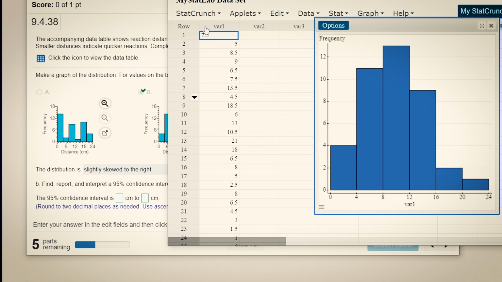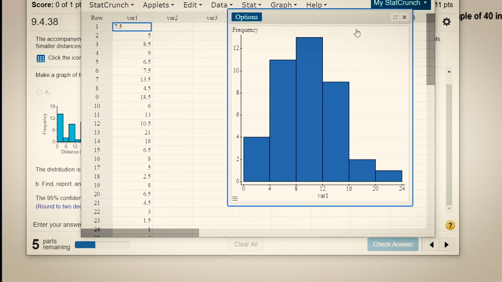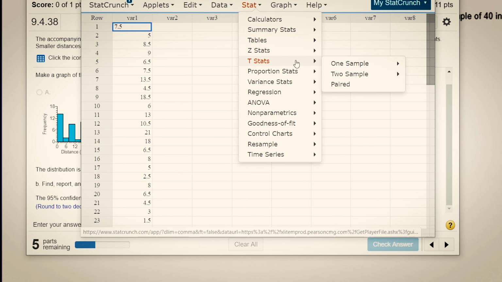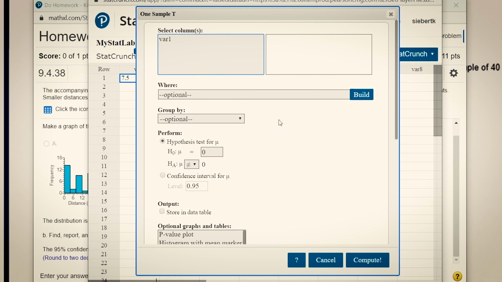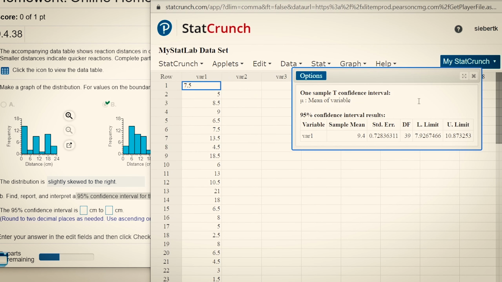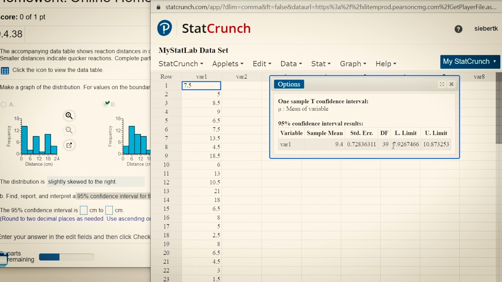Okay, now it wants me to make a 95% confidence interval. Let's do that. I'm going to use t-stats since this is a problem about the mean. There's just one sample in this problem. I have the data. The data is variable 1. And we have two choices here. We can do a hypothesis test or a confidence interval. We want a confidence interval and the C level was 95%. It gives me this upper limit and lower limit.